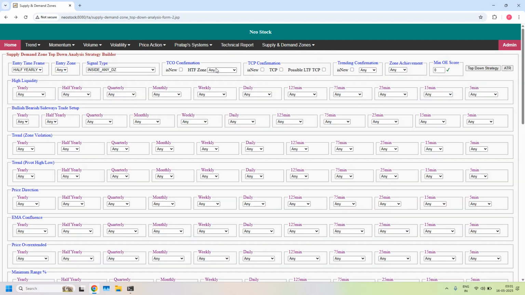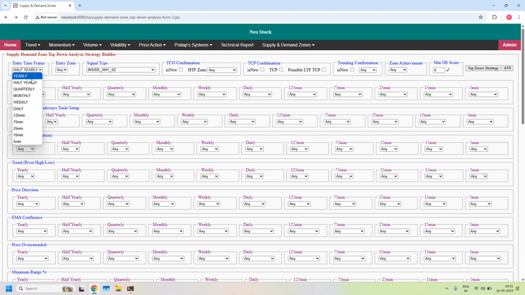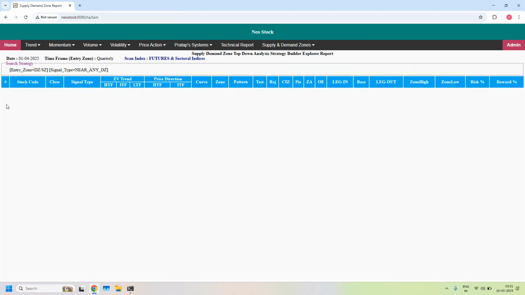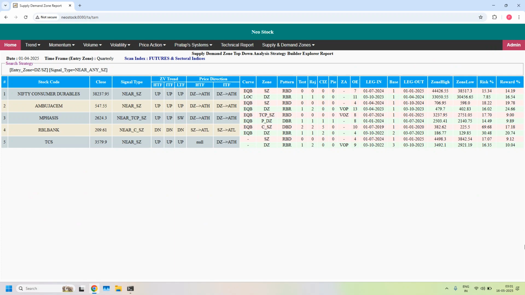Next, price closed inside the half yearly supply zone. We got 4 stocks. Next time frame is quarterly. Stocks near quarterly demand zone: no stocks. Stocks near quarterly supply zone: we got 5 stocks.